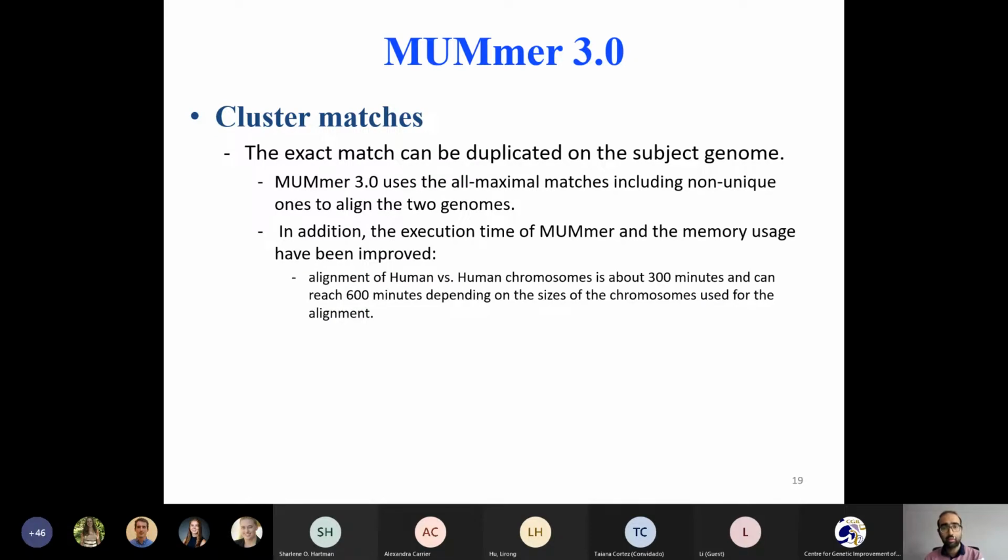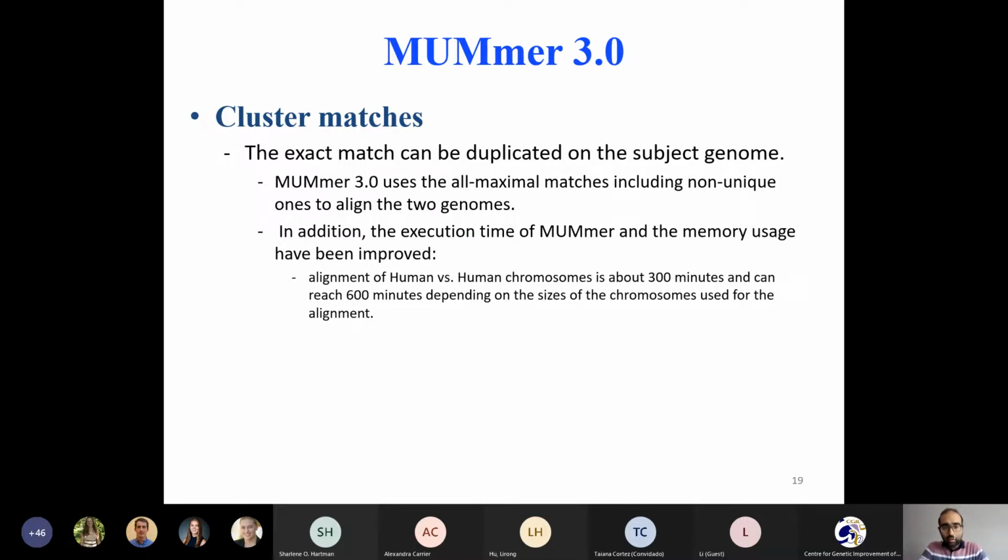And then they also implemented MUMmer version 3.0, and in this version they added the detection of exact matches which are duplicated on the subject genome. I said in version 1 that it was about unique matches, but here they start to check all the maximal matches, including non-unique regions between the two genomes. And in addition, as it's important, they also try to improve the execution time of the MUMmer method and the memory usage.